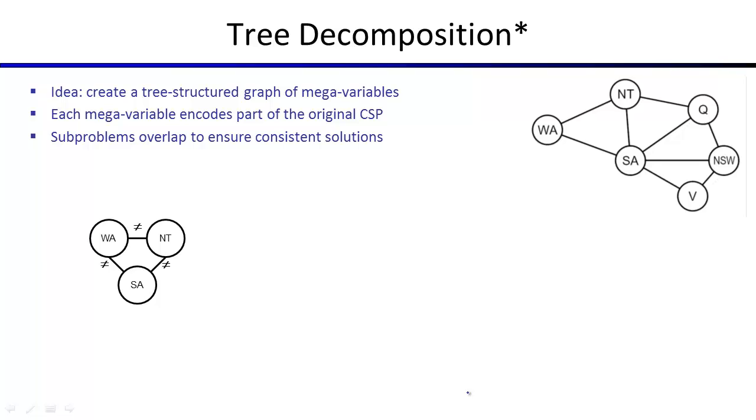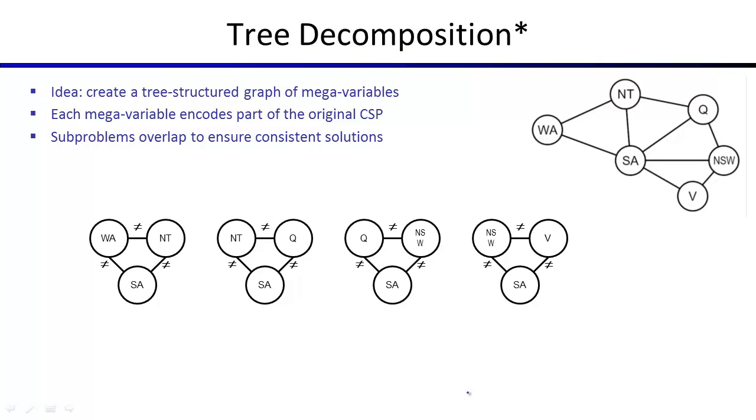Okay, that seems nice. But there's more to the CSP. Like there's this other part that has NT, Q, and SA, right? This is also a piece of the original. And if we keep doing this, we can break it up into pieces. In this case, they're triples, but they don't have to be. We can break it into a bunch of pieces, which between them have all the variables and all the constraints. That's nice. These are all small.